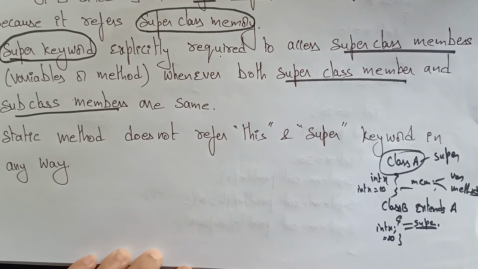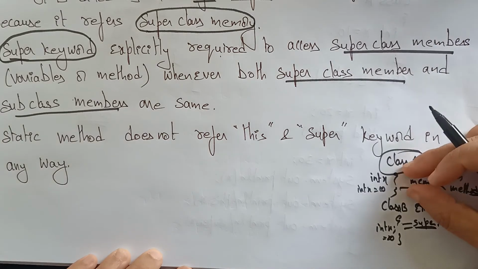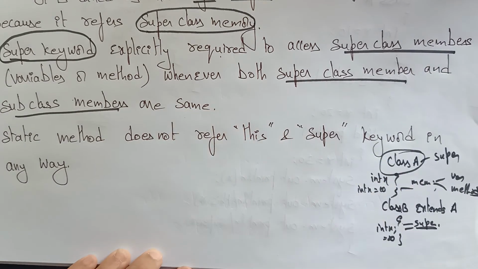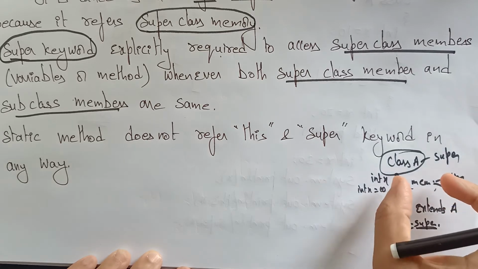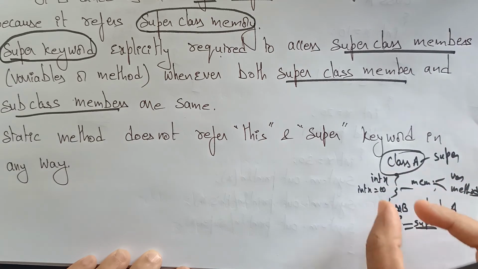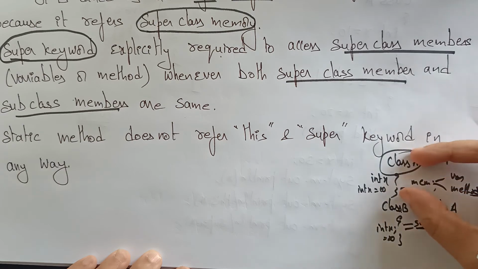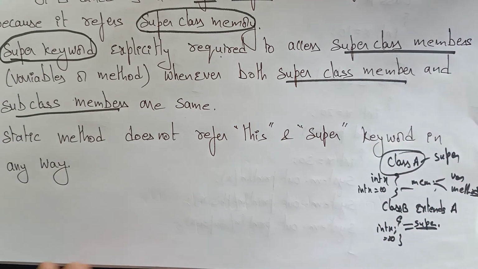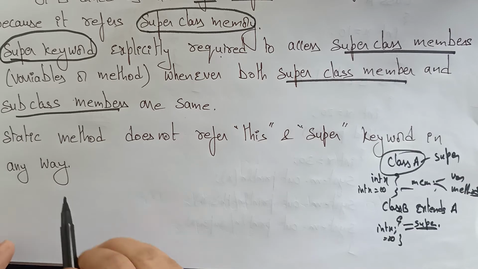In that case, if you want to access these members, use the super keyword explicitly, whenever both the names are the same. Remember that. Whenever class A members and class B members have the same names, if you want to access class A members, then use the super keyword. That's it.